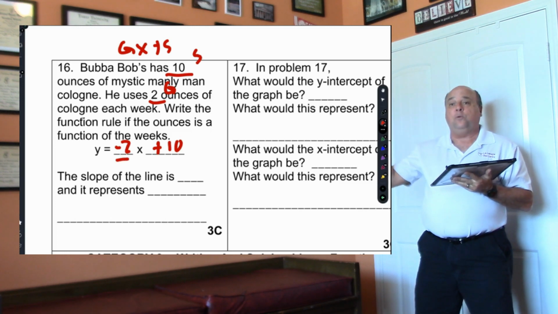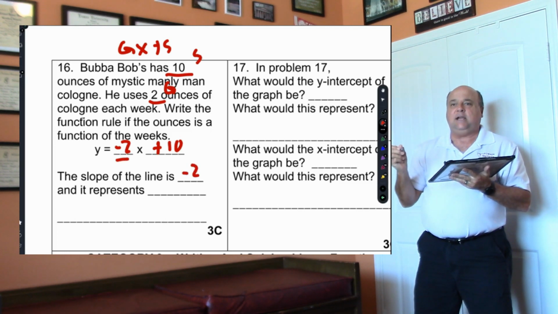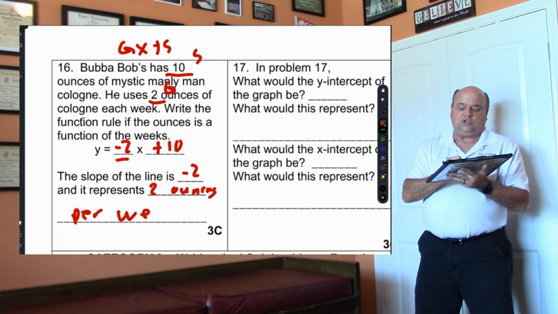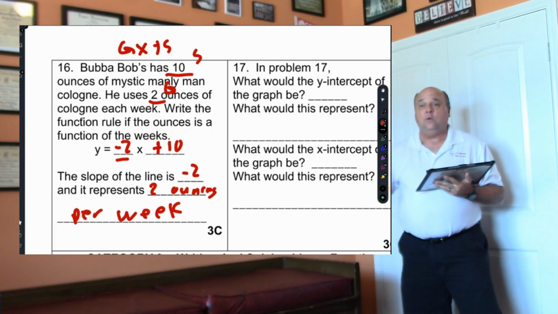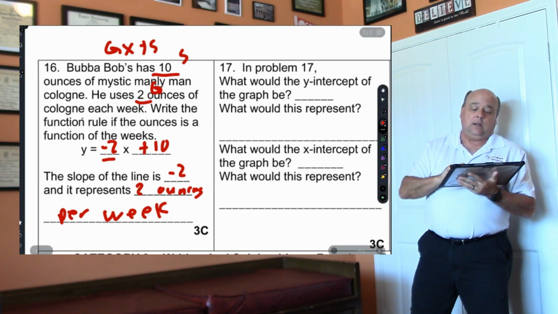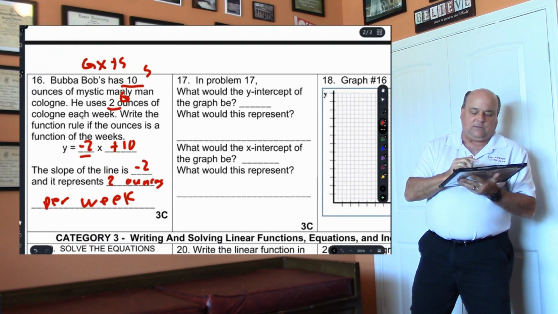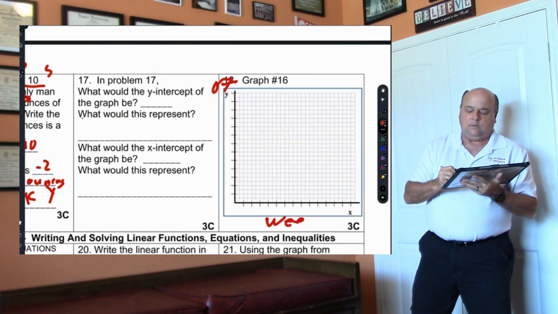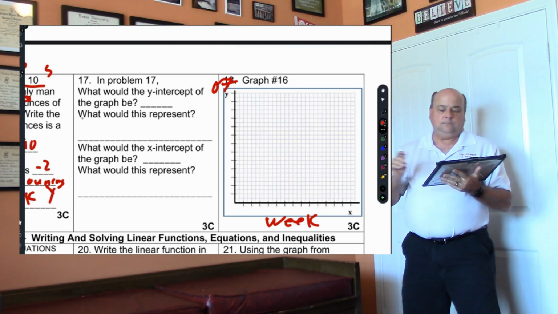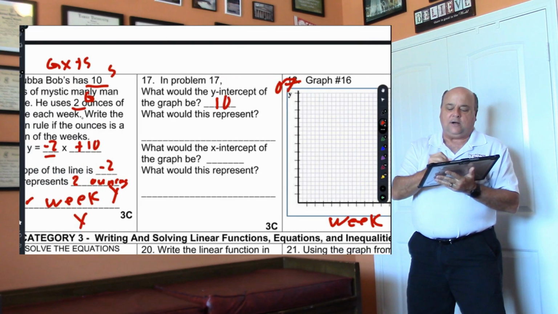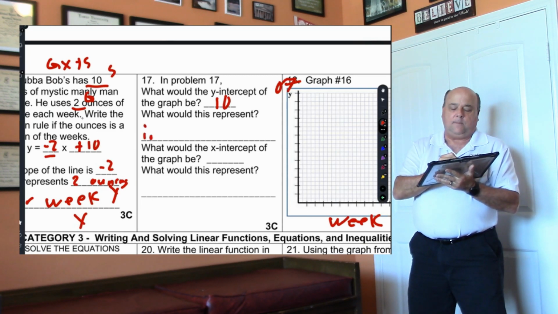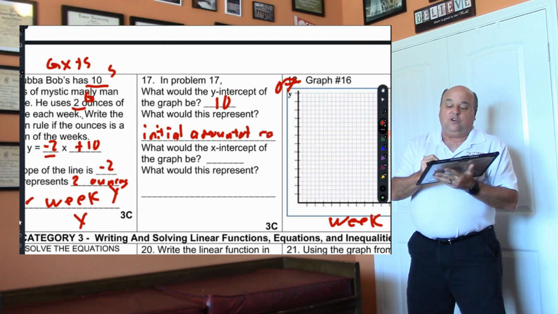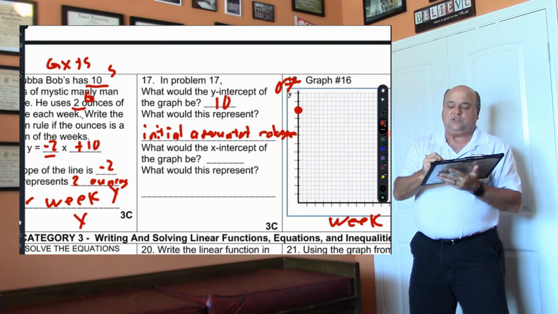We start off with 10. This right here is the slope, or the constant rate of change. So the slope is -2, and it's 2 ounces per week. So he uses 2 ounces of cologne per week. His cologne is going down by 2 ounces every week. Let's go over here. Remember, this is y and x. So let's label our axes, ounces and weeks. Now we're going to get our y-intercept. Our y-intercept's 10, and it's the starting or the initial amount of cologne. On your test, it's going to say initial amount. So we're going to start off at 10.